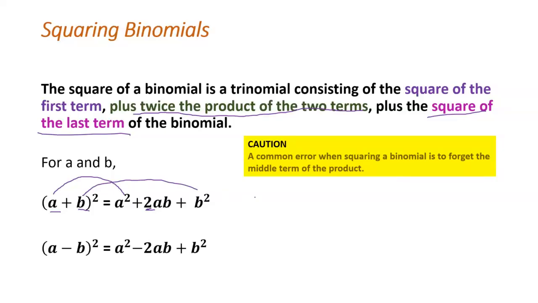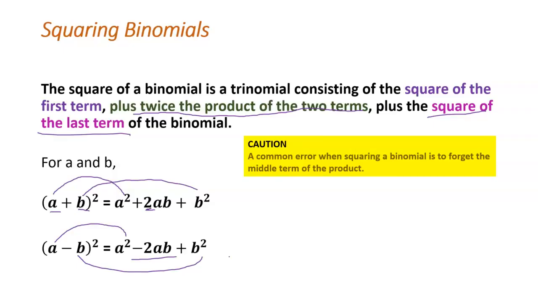So square of the first term, square of the last term, and in the middle, you're multiplying two times the first and the second term. Similarly, with the subtraction sign, we'll first square the a to get a squared. Negative b squared is going to give you positive b squared. Now in the middle, if there's a minus sign, the middle term stays negative. So it will be negative 2 times a and b.